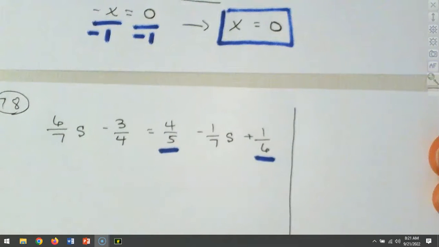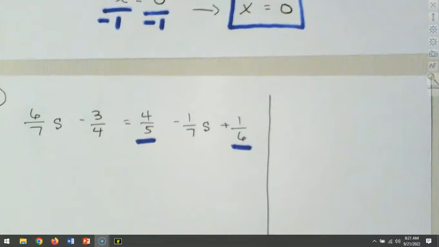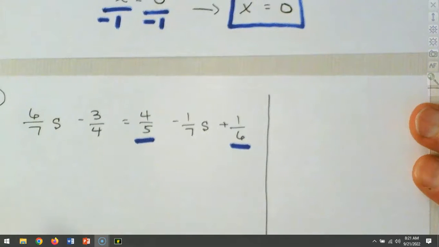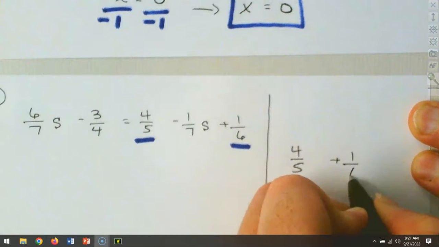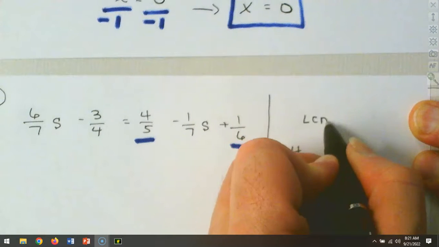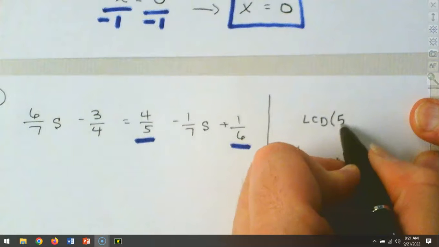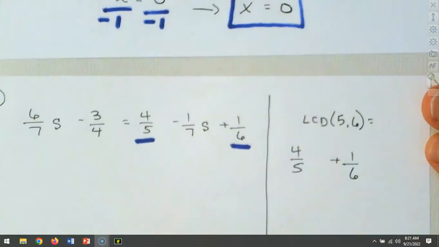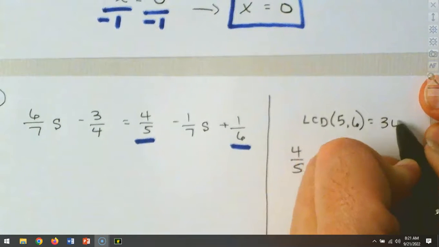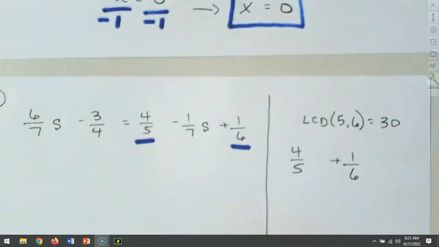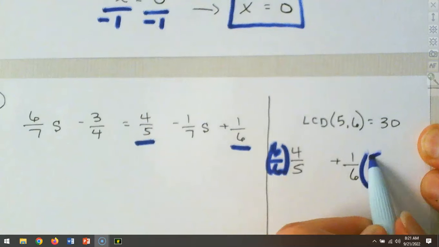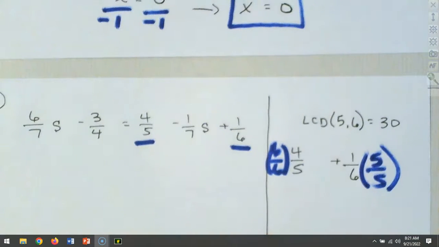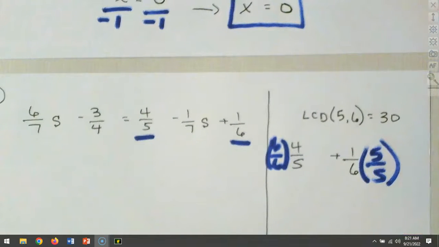So let's work with it. And again, if you struggle with the fractions, write them over to the side. So if we look at what I've got underlined here, we've got 4/5 plus 1/6. And we need a least common denominator. What's the least common denominator of 5 and 6? Does anyone remember? 30. And now we'll go ahead and multiply this by 6/6. And this one gets a 5/5.